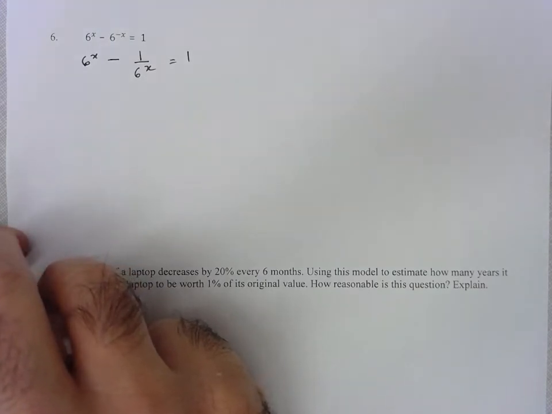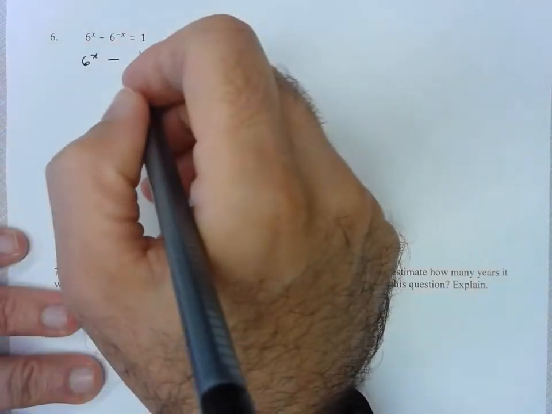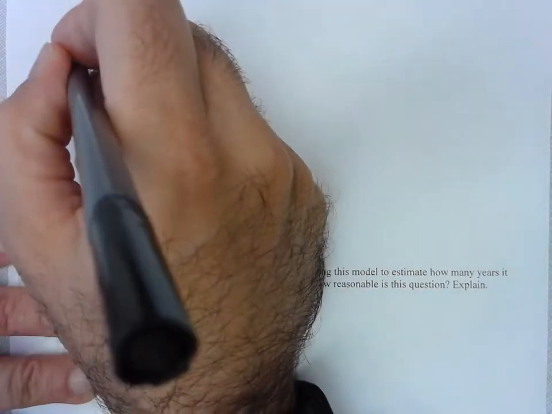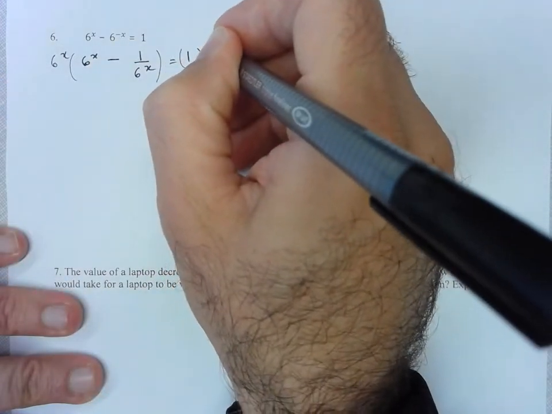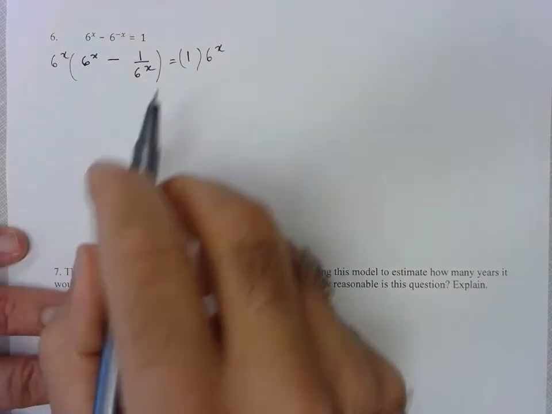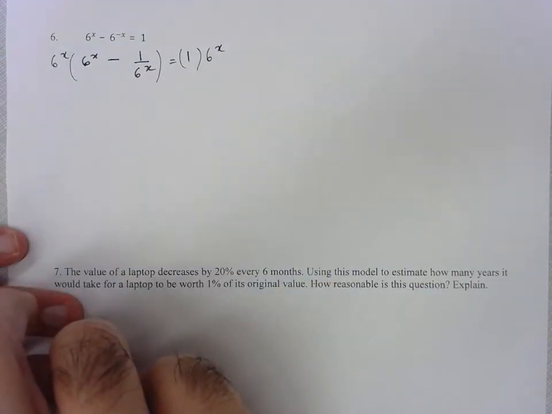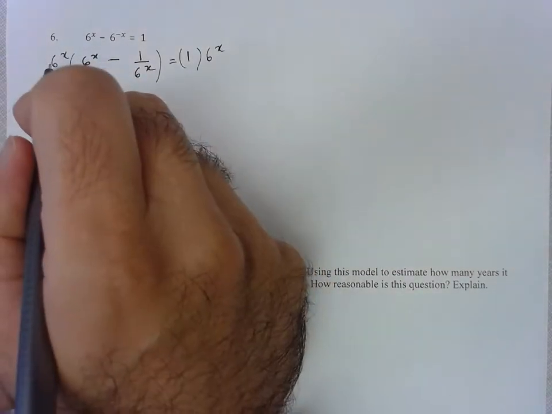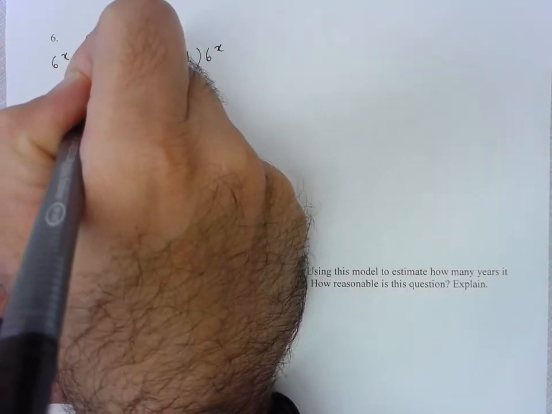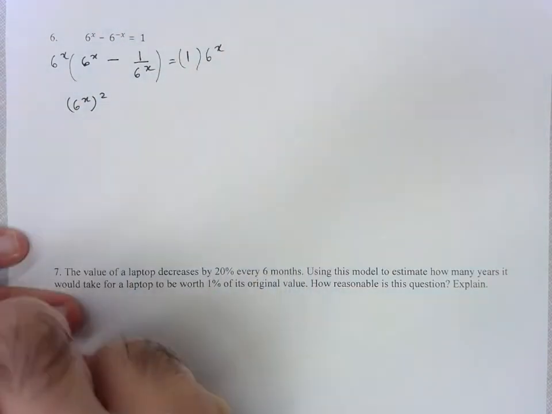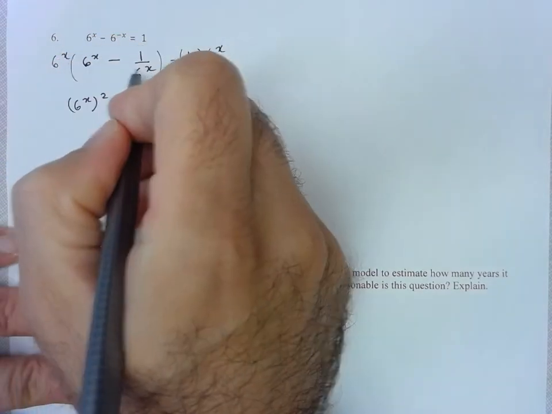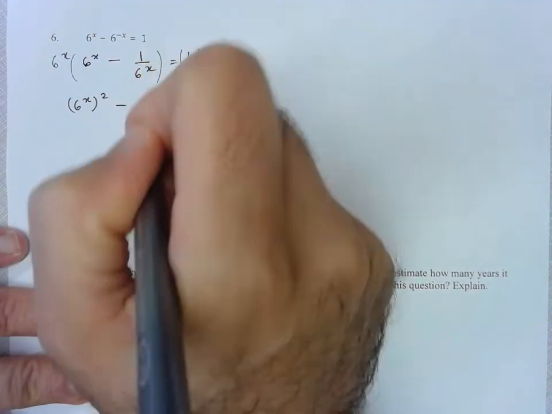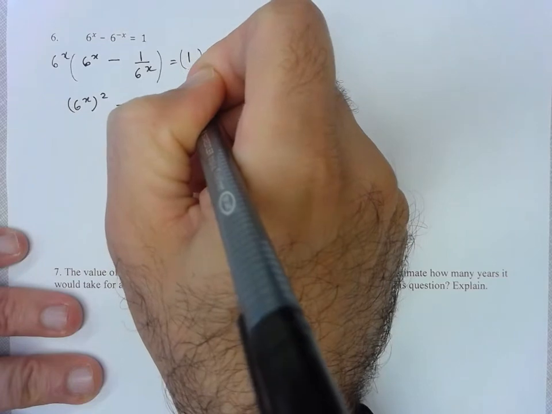And of course, our main method for solving rational equations is to just get rid of the denominator altogether. And we do that by multiplying both sides of the equation by the lowest common denominator, which in this case, there's only one denominator, so 6 to the x. Okay, so let's do that here. We have 6 to the x times 6 to the x. Now, since I want to keep the 6 to the x, I'm going to write that as 6 to the x squared instead of 6 to the 2x, minus, well, here the 6 to the x reduces, so I'm just left with 1. Then here, 6 to the x.